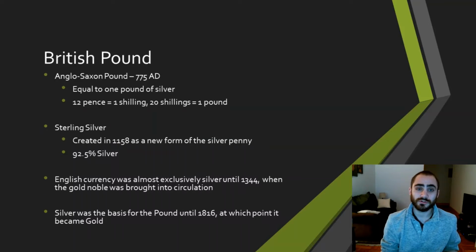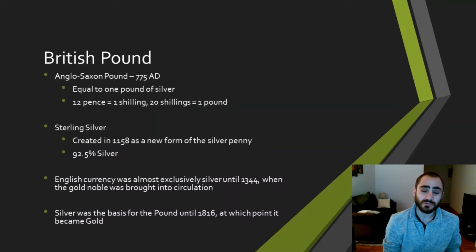Moving west toward Europe, the first form of the British pound was created at a similar point in history. Named the Anglo-Saxon pound, it was equal in weight to 1 pound of silver. Now, the Anglo-Saxon pound was not a coin in itself. It was just a form of measurement to price goods, or a unit of account. The actual coins that circulated during this time were pence and shillings. 12 pence equaled 1 shilling, and 20 shillings equaled 1 Anglo-Saxon pound. At the time, these were made of pure silver.